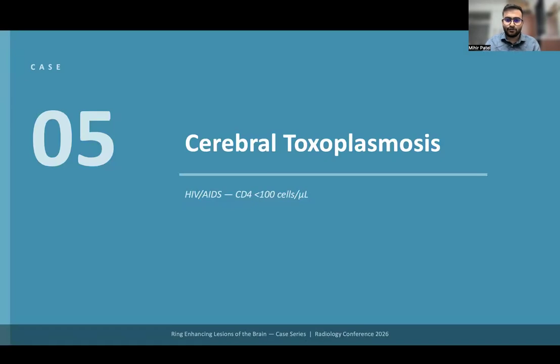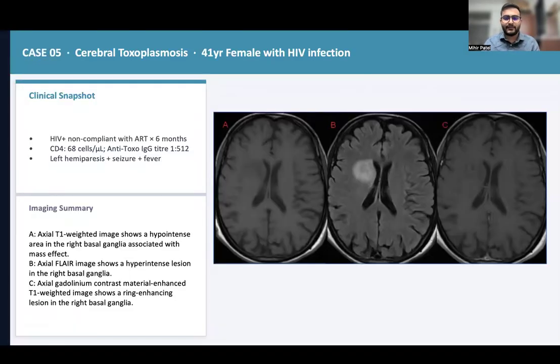Fifth case was cerebral toxoplasmosis. A 41-year-old female, a known case of HIV, was non-compliant on ART for 6 months and had a CD4 count of 68 cells. The patient had left hemiparesis, seizure, and fever. Axial T1 weighted image shows a hypointense area in the right basal ganglia associated with mass effect. FLAIR showed a hyperintense lesion in the right basal ganglia, and T1 contrast showed a ring enhancing lesion in the right basal ganglia.